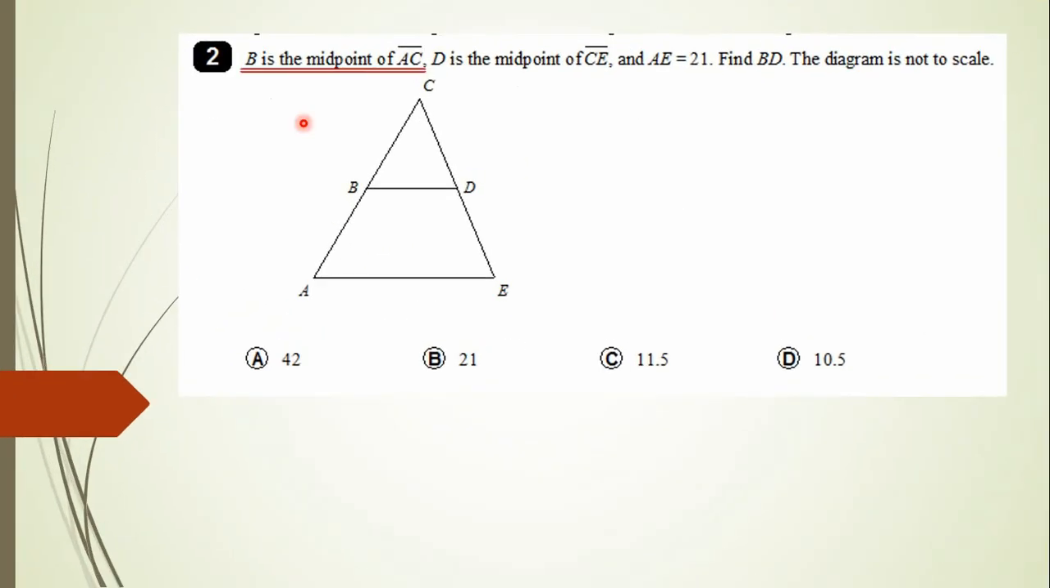B is the midpoint of AC, and D is the midpoint of CE. AE is 21, then BD is half of AE, which means half of 21 is 10.5, because BD is the mid-segment.